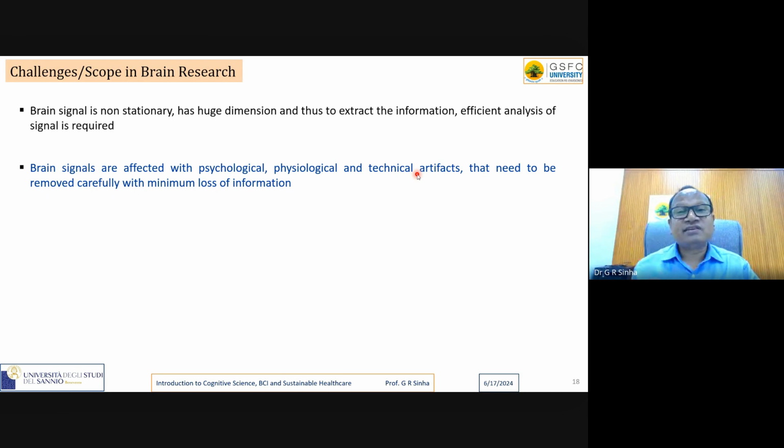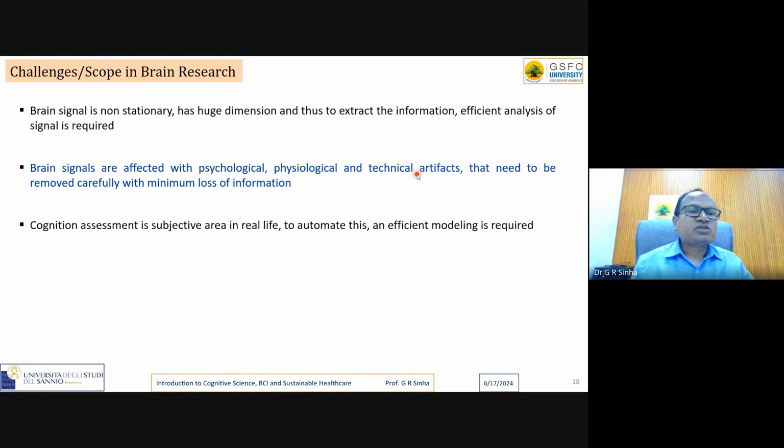So what happens? You are recording electrical signals, and suddenly the equipment with which you are capturing the EEG signal comes in contact with some magnetic device. Nearby, you may experience a magnetic field, interference. There may be artifacts. If there is some problem in your instrument, there might be artifacts. That is related to technical artifacts.